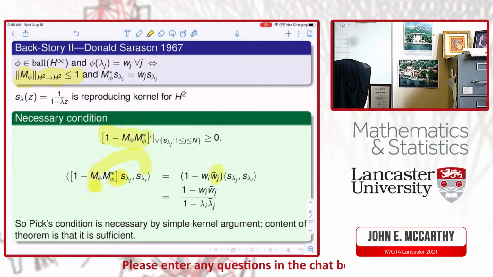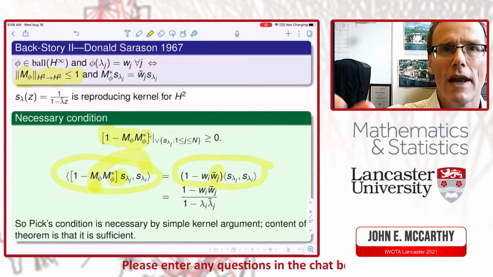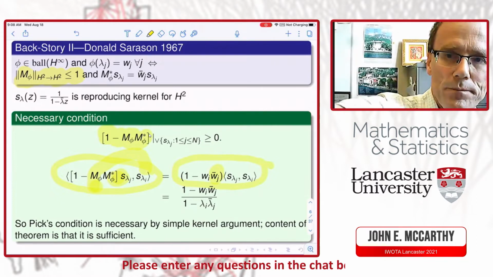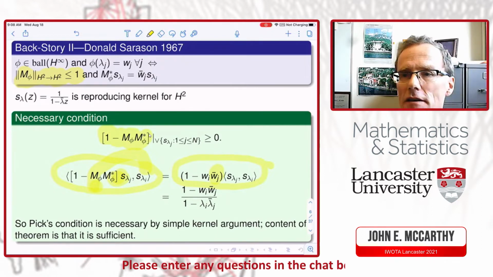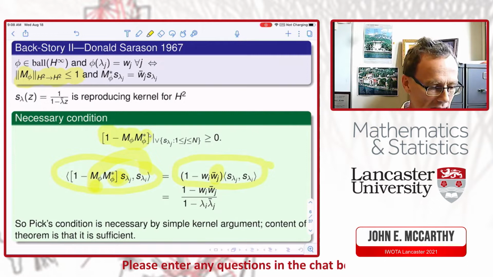So this expression here is equal to this expression here, just by knowing what phi does on the points lambda 1 through lambda n. And it's equal to the Pick matrix, 1 minus wi wj bar, divided by the Szegő kernel, 1 minus lambda i lambda j bar.